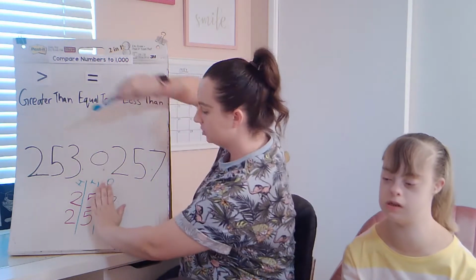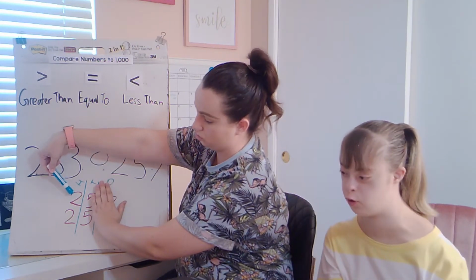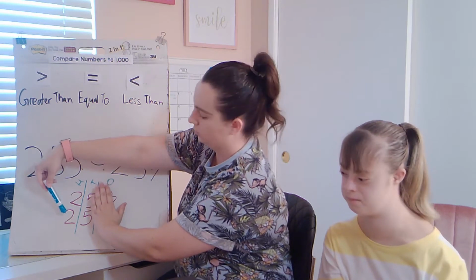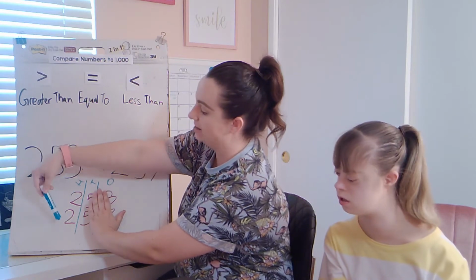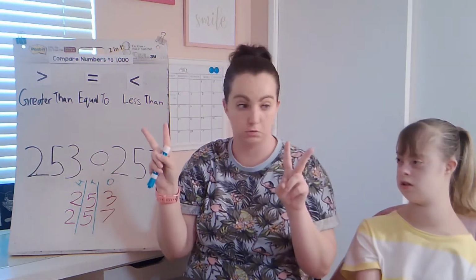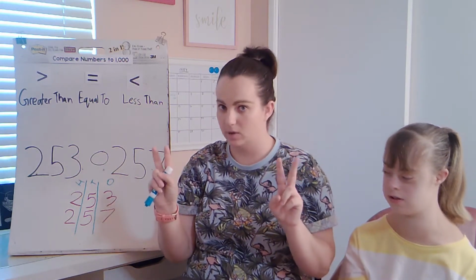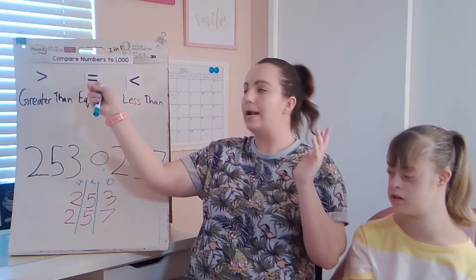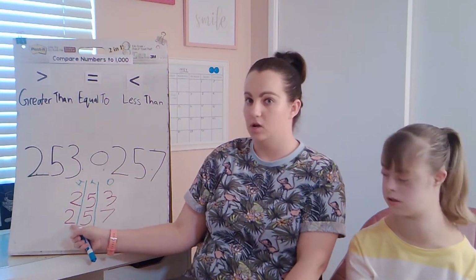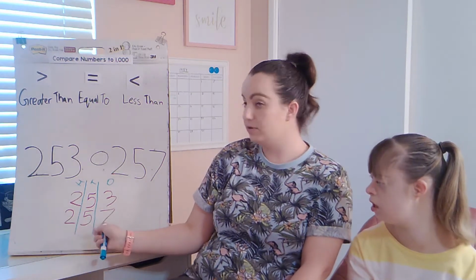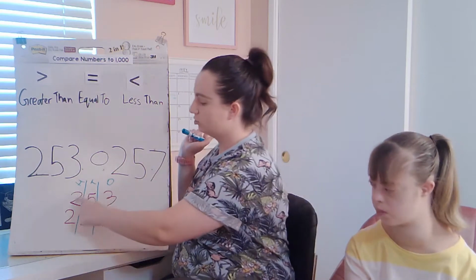Look here, in the hundred side, what two numbers do I have, Kaylee? 2 and 2. Are those different or the same? They're the same. But don't just jump in and go writing the equal sign, because even though the hundreds are the same, we have to check that every other number is the same for it to be equal. So the hundreds are the same.